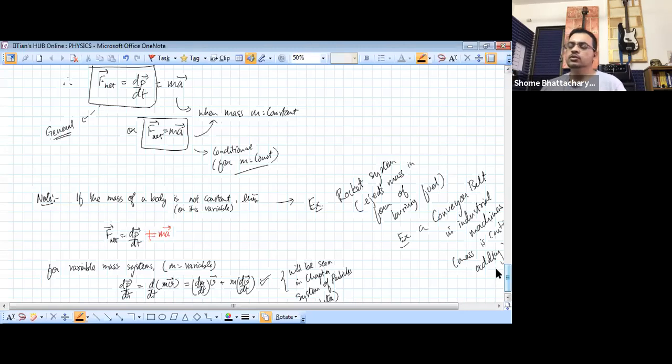Yeah, the acceleration is not constant. That means the net force is not constant. That's why we call it instantaneous acceleration. It could be varying with time also.